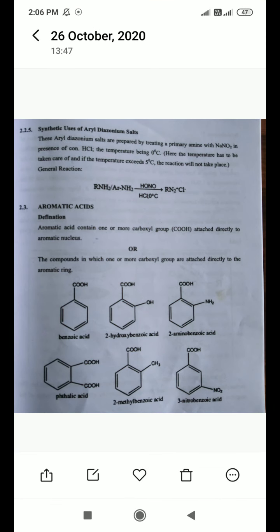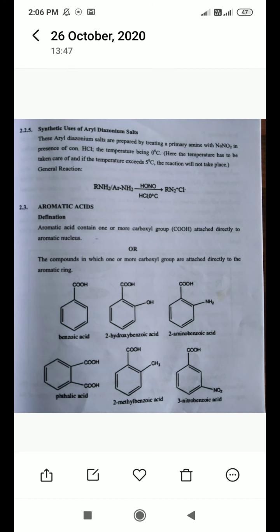Very good afternoon, students. Today we will see the last point of your second unit, that is aromatic acids. After completely watching this video, students will be able to explain the structures of aromatic acids, their physical properties like solubility, melting point, boiling point, and factors affecting the acidic nature of aromatic acids, etc. So let's start the video.